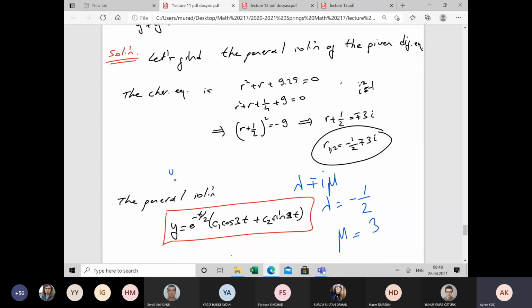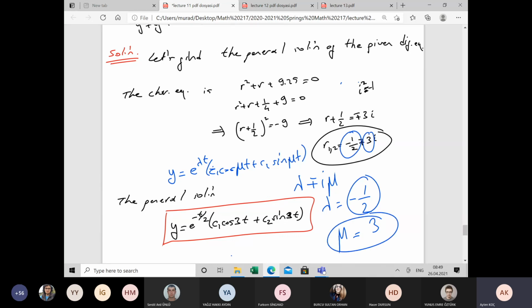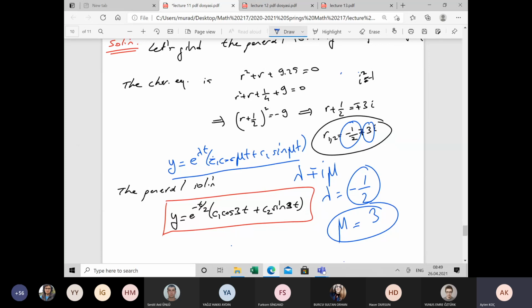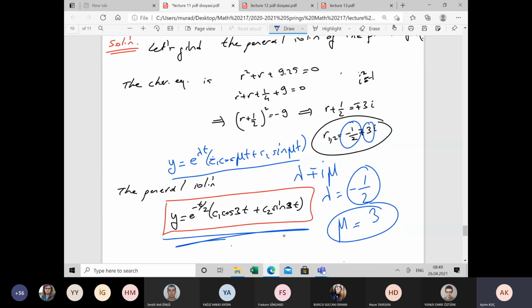So what's the form? We know the general solution of our differential equation is e to the lambda t times c1 cosine mu t plus c2 sine mu t. Here lambda is minus 1/2 and mu is 3. Substituting, we obtain the general solution: e to the minus t/2 times c1 cosine 3t plus c2 sine 3t. Any question about the solution of our differential equation?